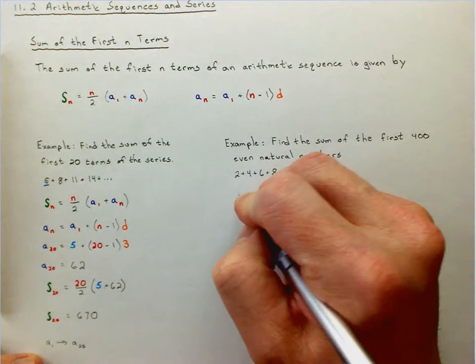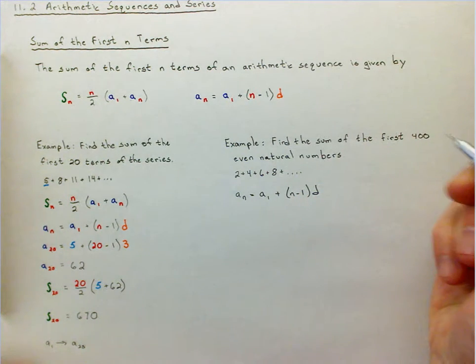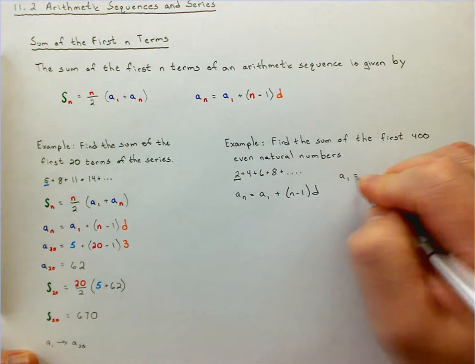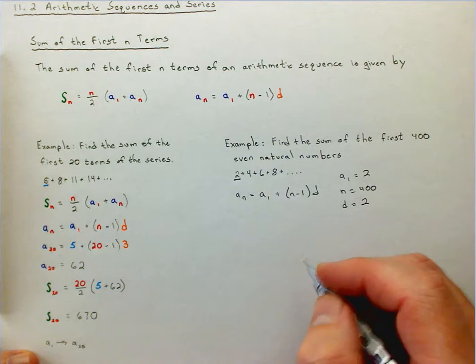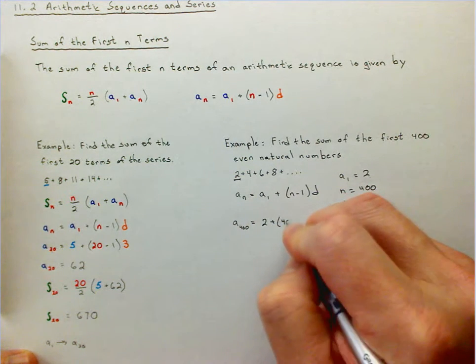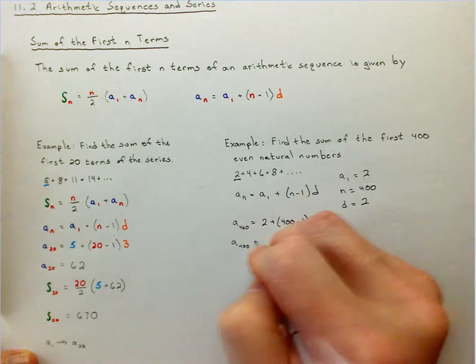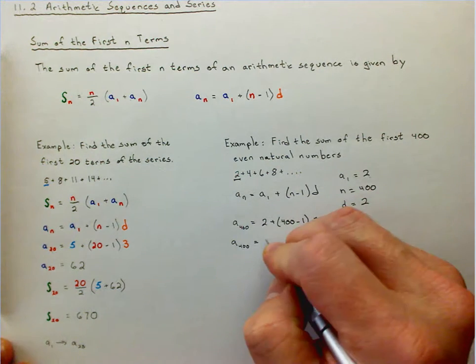Alright, the first thing that I need to find is my A sub n. A sub n equals A sub 1 plus n minus 1 times the common difference. So in this, A sub 1 equals 2, n equals 400. My common difference, d, is 2. Now I plug in. So A sub 400 equals 2 plus 400 minus 1 times 2. So A sub 400 equals, in calculator, 800.